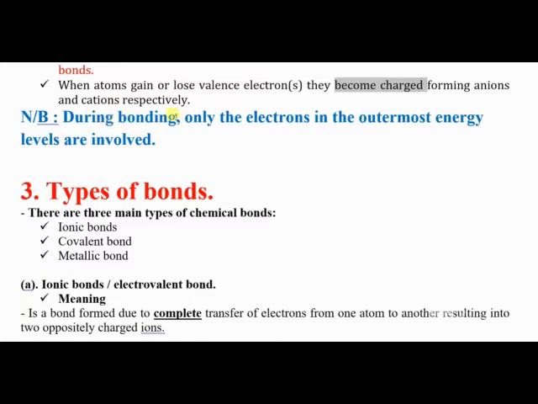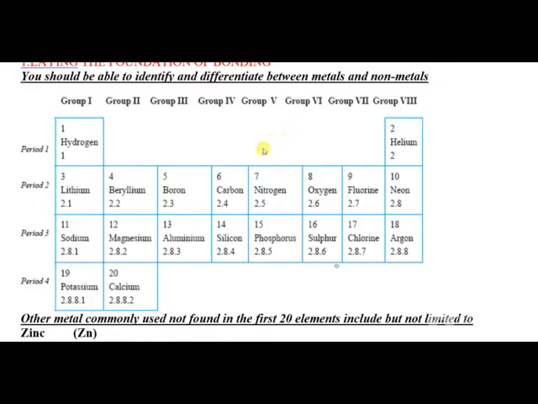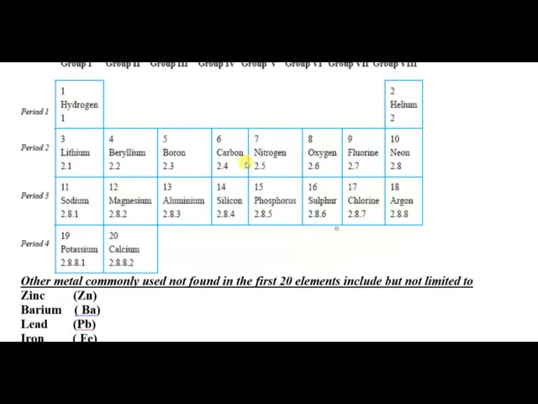Now, there is a note here which I consider very, very important. During chemical bonding, only electrons in the outermost energy levels are involved in bonding. I don't know how I can put it in other words, but I hope you have understood that electrons in the outermost energy levels are the only ones involved in bonding. I want to bring you back to this periodic table again.